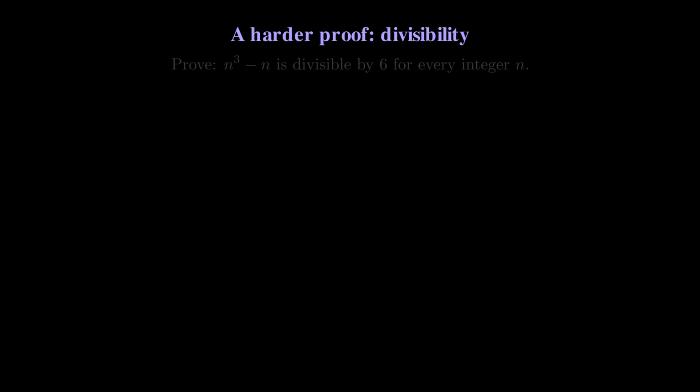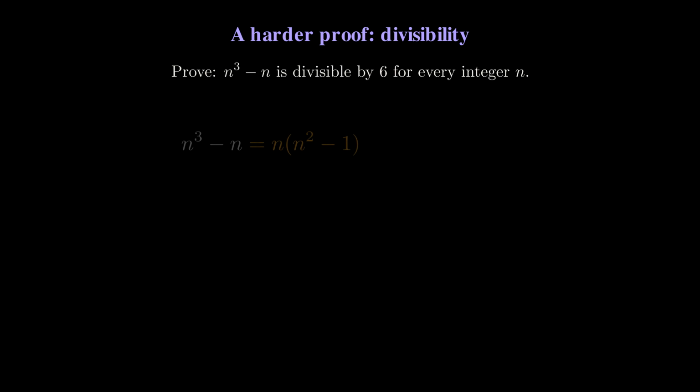Let's raise the bar. Prove that n cubed minus n is divisible by 6 for every integer n. This looks harder, but the same idea from a moment ago cracks it wide open. Start by factorizing. N cubed minus n is n times n squared minus 1. And n squared minus 1 is a difference of 2 squares. So it splits into n minus 1 times n plus 1.